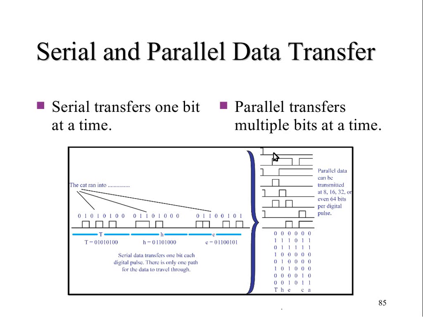Now 1 bit per second being sent is one way of measuring the speed at which data is transferred. We call that bits per second.